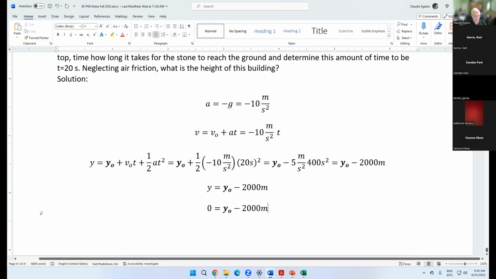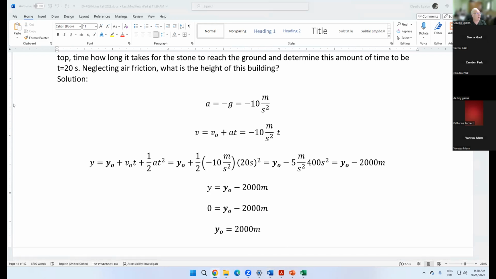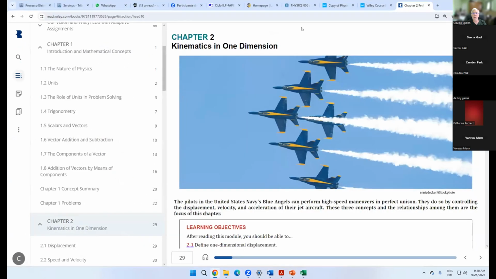Okay, that's what we are getting here. Let's see what's the tallest building. So 20 seconds is too much, right? It's not realistic, the value that I use. Let's take a look at the tallest building in the world.